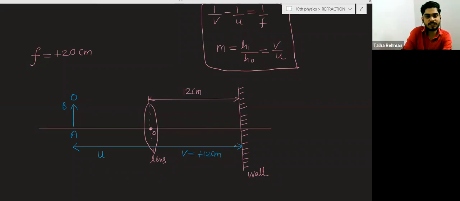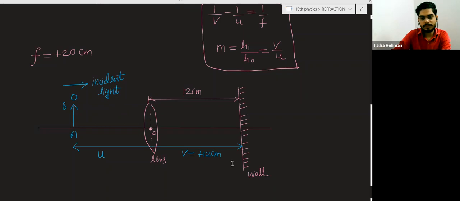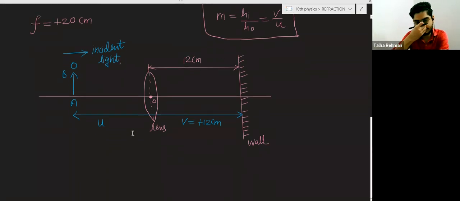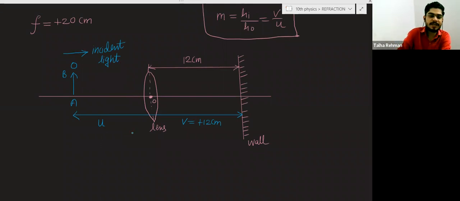Because the direction of the incident light will be like this, because the object will give the light in this direction. And our image is forming on the wall. So the image distance is 12 centimeter. This is already given. So what will we do? We will just apply the lens formula.